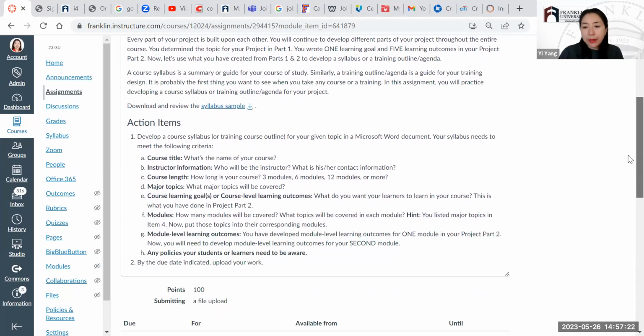What are the major topics? What are the course materials? What textbooks or articles are you going to use? What are the course learning goals? What are the course level learning outcomes? How many modules are you going to cover in that course? Okay, and what are some of the module level learning outcomes? And maybe even more, what are the assignments you plan?